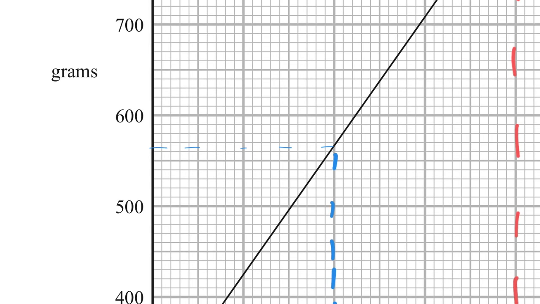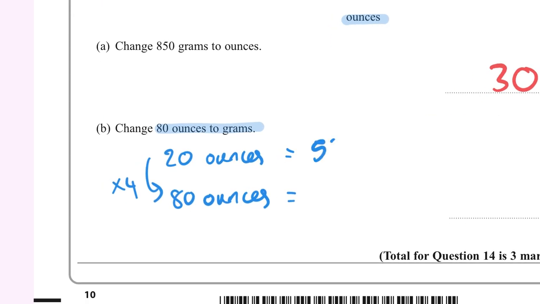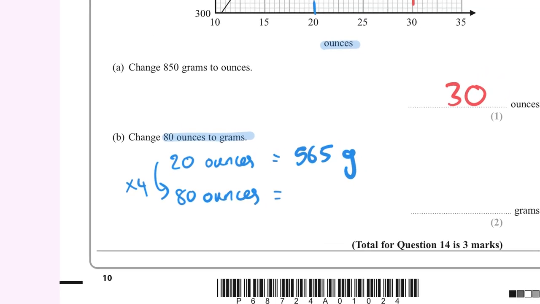Okay, but we follow it along, so this must be 550. Look, this would be 560, this is 570, so I'm saying 565. Now you'd probably get a little bit of a range for this one as well, because you might say 560, you might say 570, but we're just going to multiply that by 4. And that will give us our missing piece.